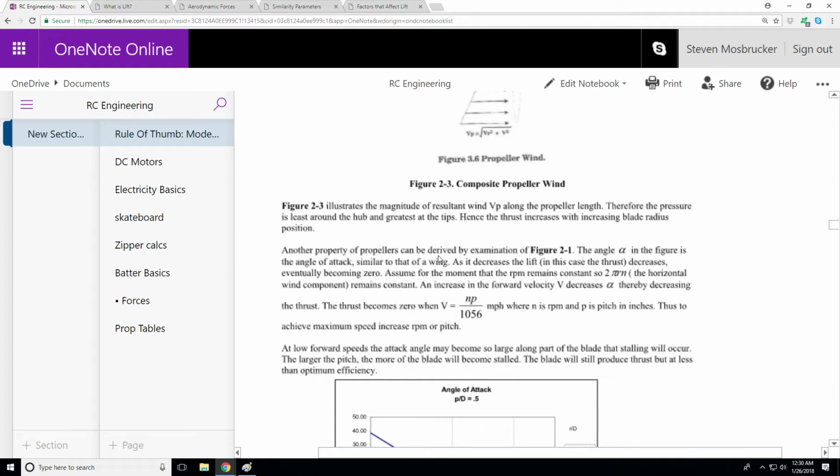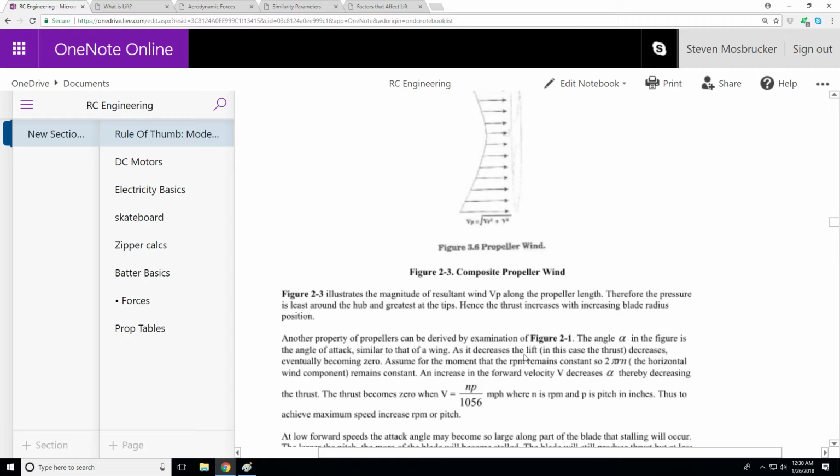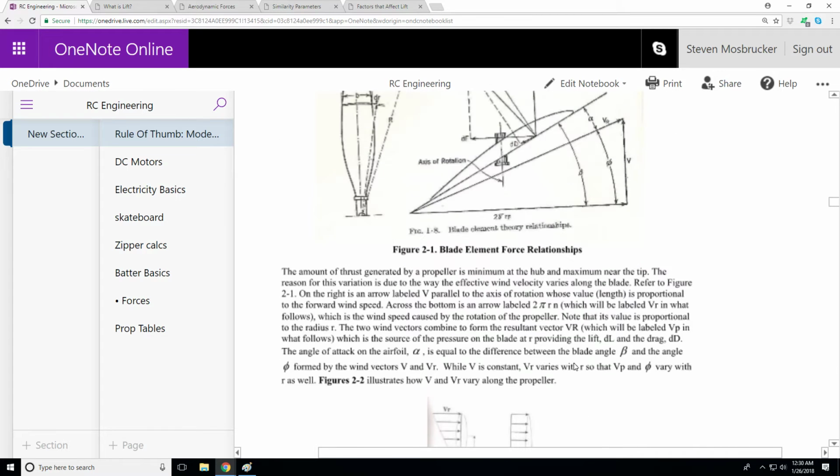So another property of propellers can be derived by examination of figure 2.1, which is the angle of attack, similar to that of a wing. As it decreases the lift, in this case the thrust decreases, eventually becoming 0. So you want this additional angle of attack, which is also pretty important.